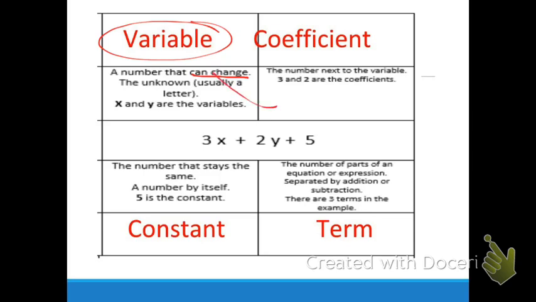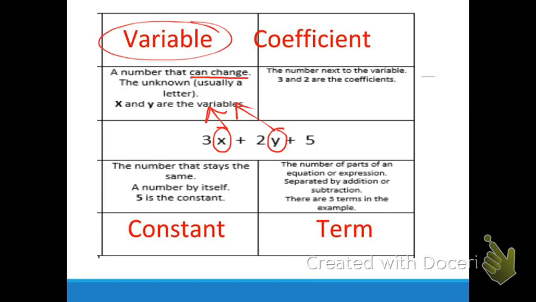So in this example in the middle here, we have x and y. Circle those and draw an arrow, because those are your variables. X and y are the variables. It simply means those are the letters. Those are the things that can change. So circle x and y, those are your variables.